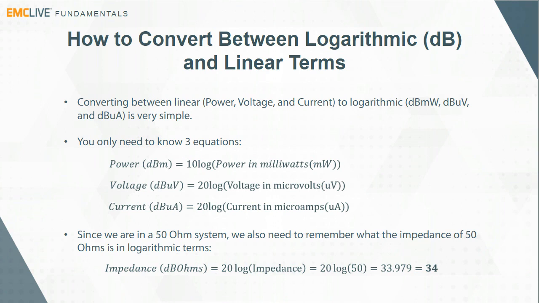You should also remember that since we are in a 50 ohm system, the impedance of 50 ohms in logarithmic terms, dB ohms, is 20 times the log of the impedance, which is 20 times the log of 50, and that comes out to 33.979. And we round that up to an easy 34. Most of the time in our business, you'll notice that we use nice round numbers. 33.979 is close enough to 34. So dB ohm is 34, and that can help you get to the conversions between going from power to dBm to dB microvolts to dB microamps. And we're going to talk about that too.